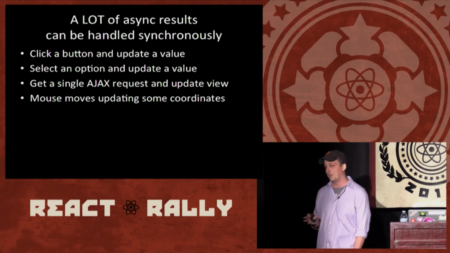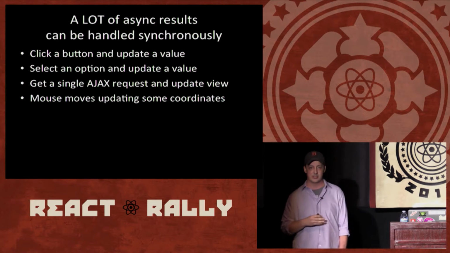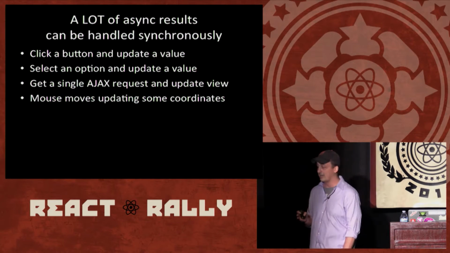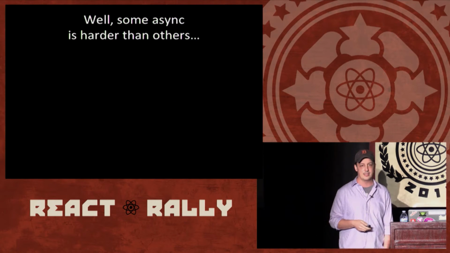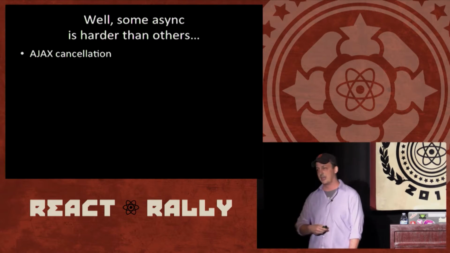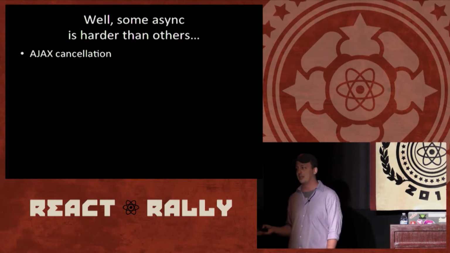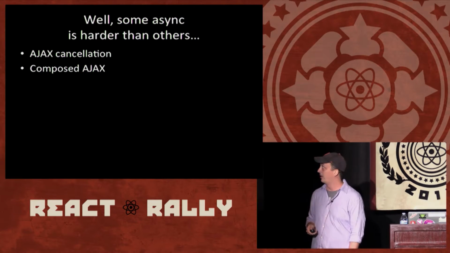Most things, I'd say probably 95% of what you do, can be handled with just Redux, and you probably don't need anything super fancy like RxJS. But some async is a little bit harder. So these sorts of things would be like Ajax cancellation. So you send out some request, and maybe there's multiple ways that you want to cancel this thing, like a button click or maybe a route change or something.